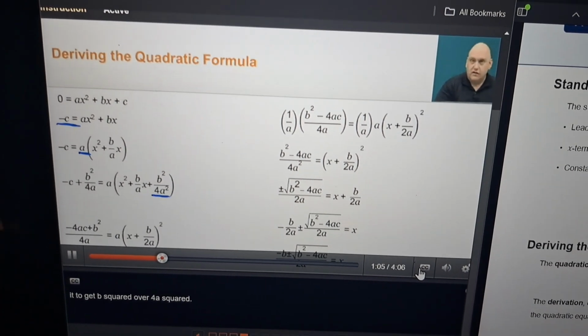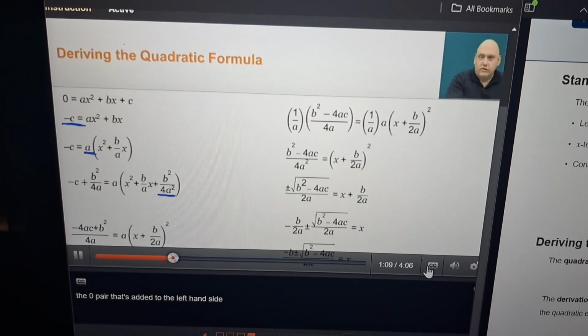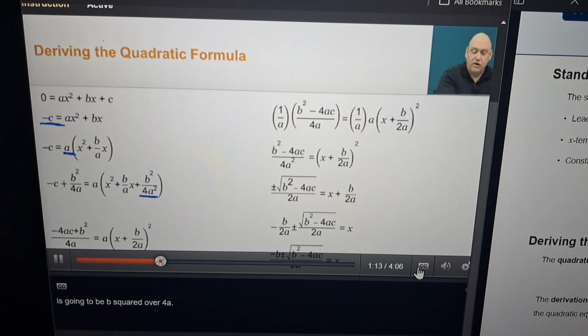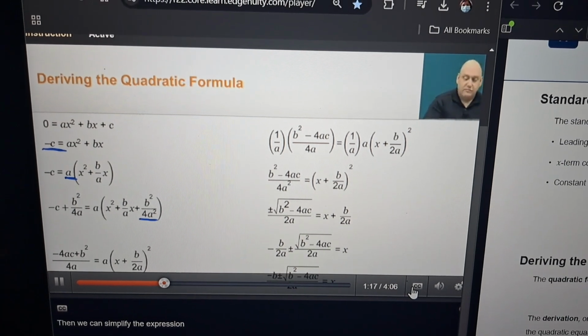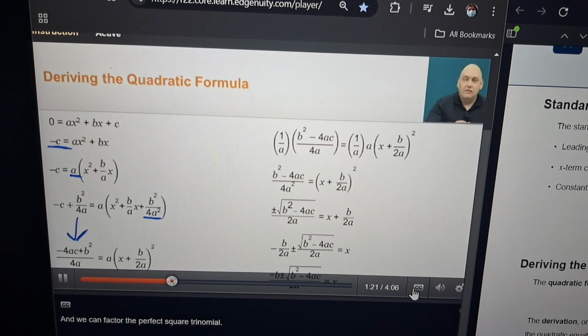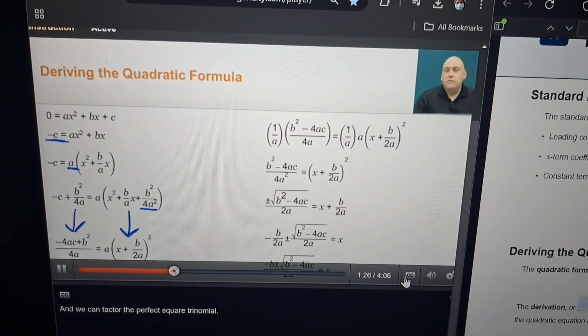After that, we can create a perfect square trinomial by taking half of b over a and squaring to get b squared over 4a squared. Since we're multiplying by a, the term that is added to the left-hand side is going to be b squared over 4a. Then we can simplify the expression on the left using a common denominator, and then we factor the perfect square trinomial.